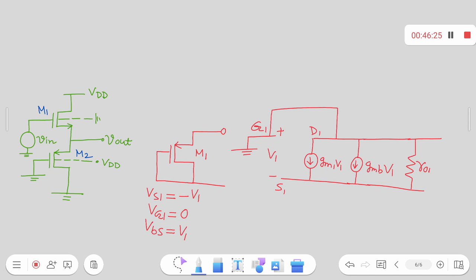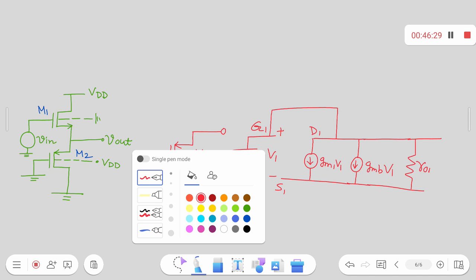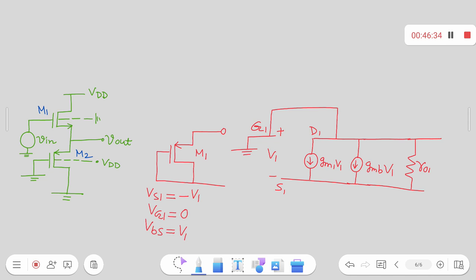Now I am going to find out the resistance. So what is that resistance? You have to connect some external voltage, let's connect it outside like this. That will be Vx. Suppose this current is Ix. So what is the relation between V1 and Vx? Here V1 and Vx are equal. So this current is your GM1 times Vx, GMB times Vx, and then you have this RO1. So what is the equivalent resistance, Rx?